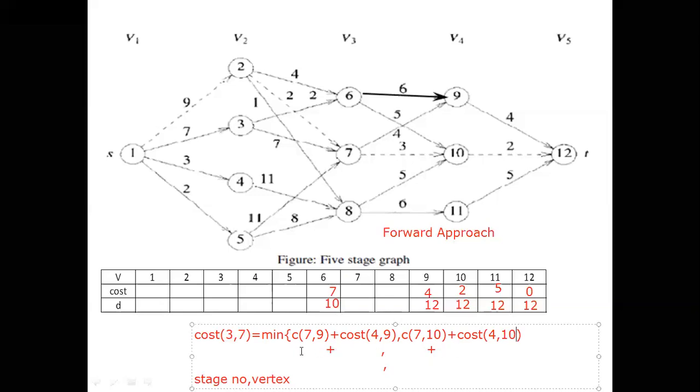Correct. Now we have to calculate the value. C of 7 comma 9, 7 to 9. What is the value? It is nothing but 4. Cost of 4 comma 9. What is the 4 comma 9 value? 9 I should see. It is again 4. What is the 9 value here? It is 4, because we are taking the cost value, because cost is in the second row 4. 7 comma 10. C of 7 comma 10 means this particular edge we are going to get. It is 3.